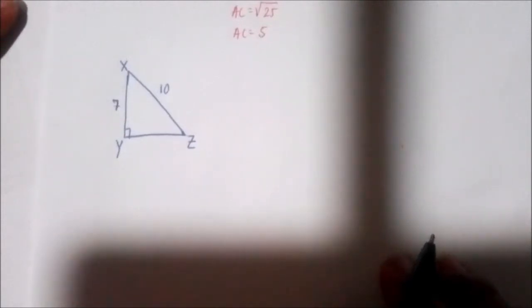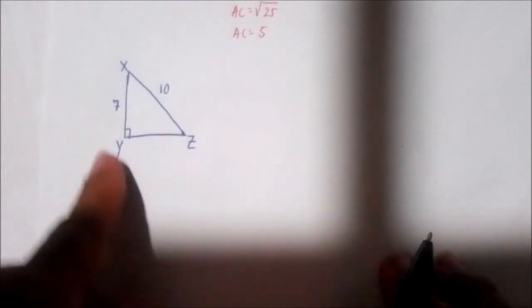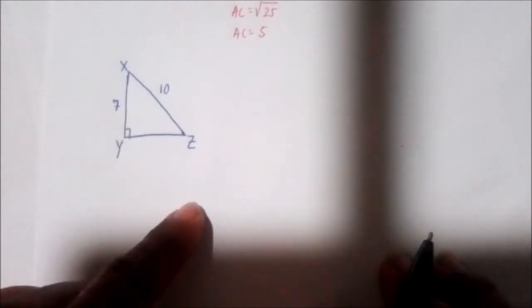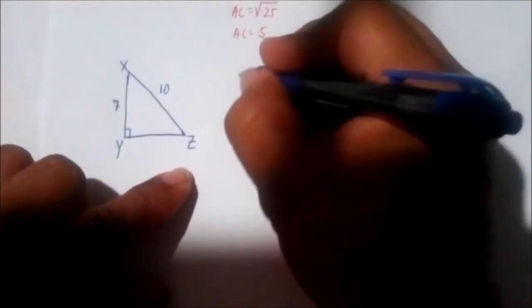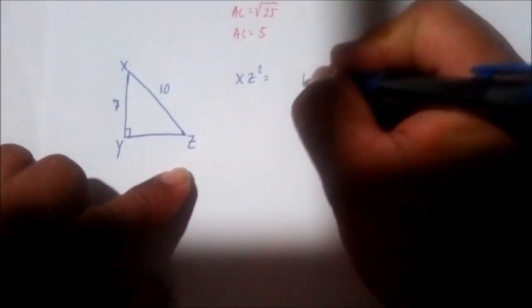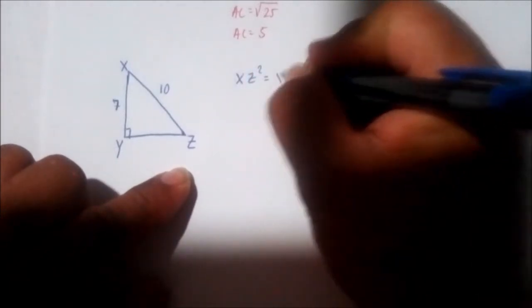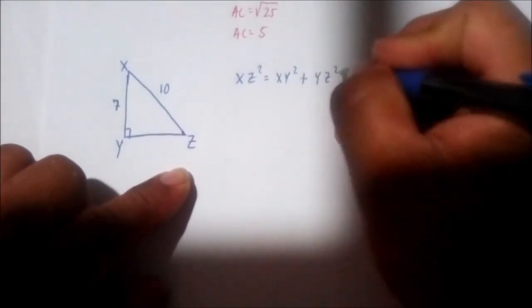Well, you will need to solve this by applying Pythagoras' theorem. So in this case, recall what Pythagoras' theorem is. According to this, which one will be the hypotenuse? Because that needs to be by itself. Well, the hypotenuse here is XZ. So you put here XZ squared is equal to the sum of XY squared plus YZ squared.